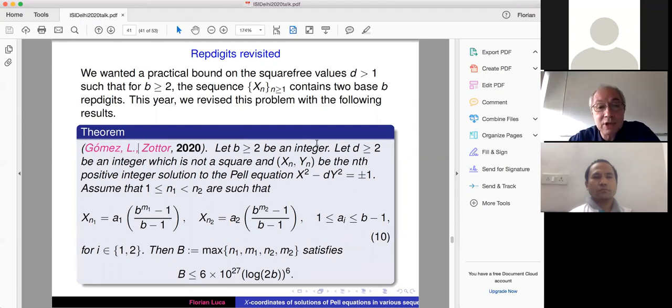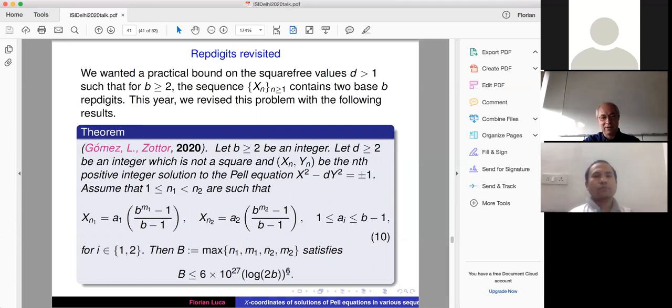Let b be an integer greater or equal to 2. Look at x-coordinates, which are 2 x-coordinates, which are base b digits. Then the max of all the 4 variables is at most 6 times 10 to the 27 times log 2b to the 6. And this you can actually use in computations. So this is a paper that just appeared in Research in Number Theory.